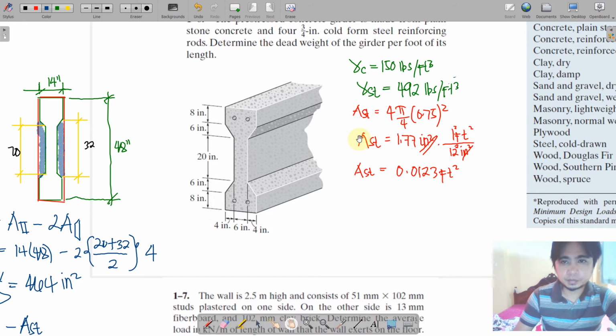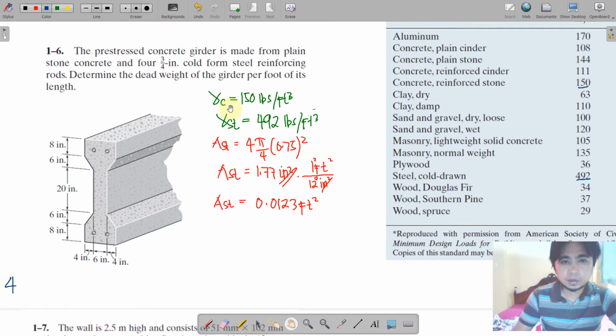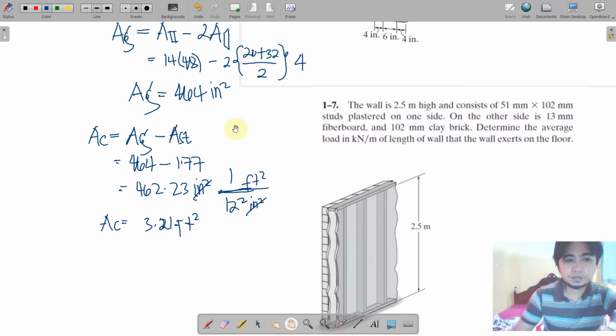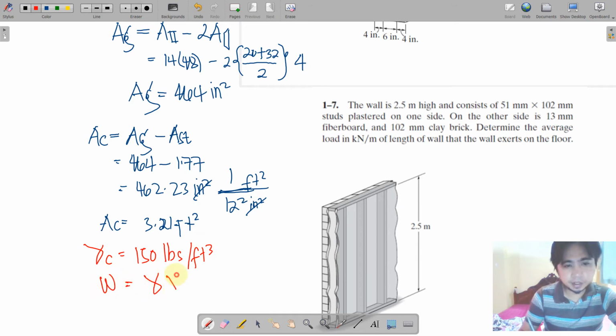Starting with gamma of concrete, we have gamma of concrete is equal to 150 pounds per cubic feet. Okay, so the weight is gamma times volume, we know that.